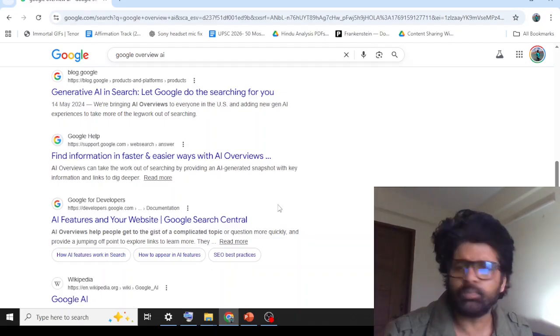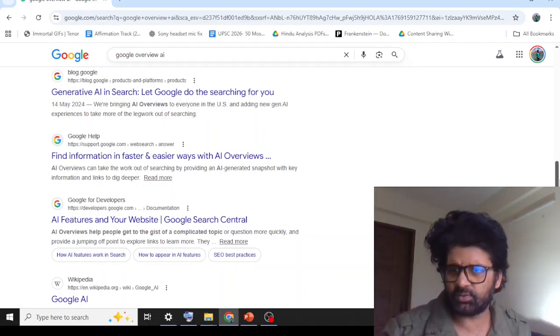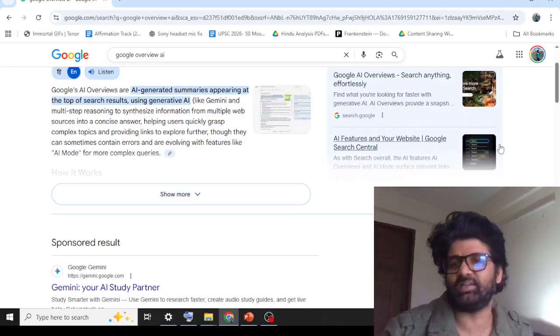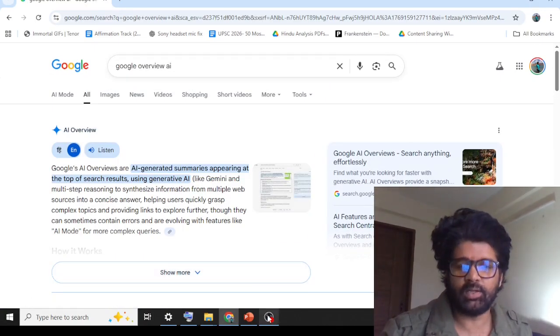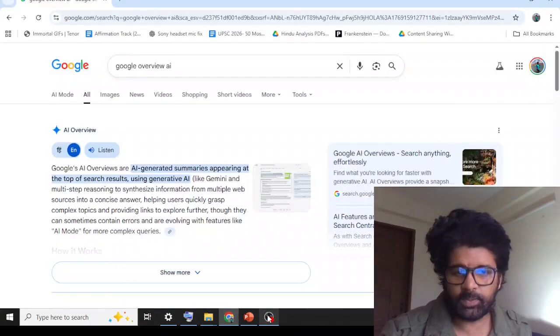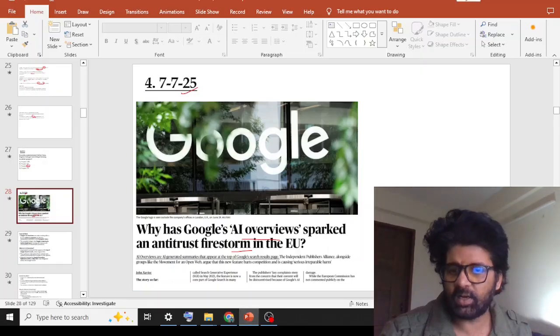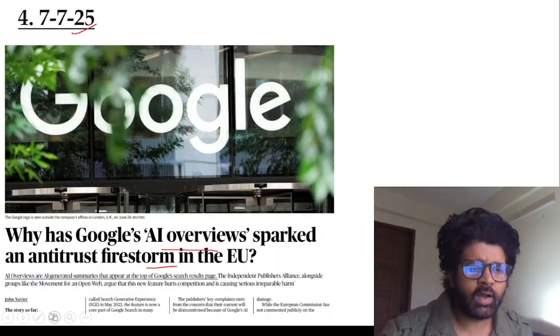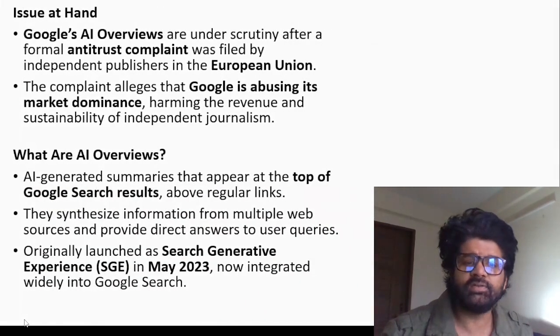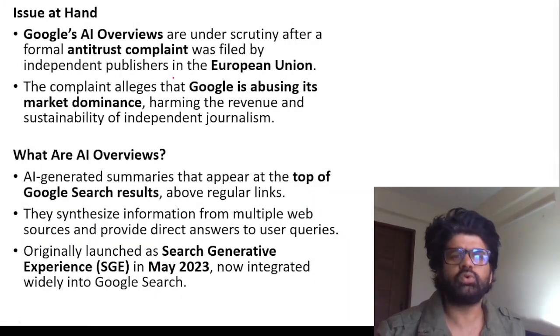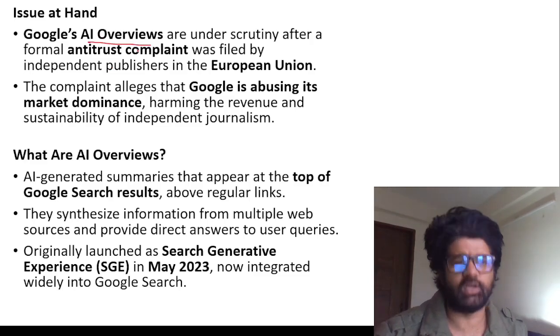I will not click on the downside websites from where they're accessing this data, and that is the problem. The people who are involved in making these articles are like, why should we make these articles? Google is publishing a summary, and it has reduced our click ratio, and this is so wrong. Google should not be doing this. So Google's AI overviews are under scrutiny.